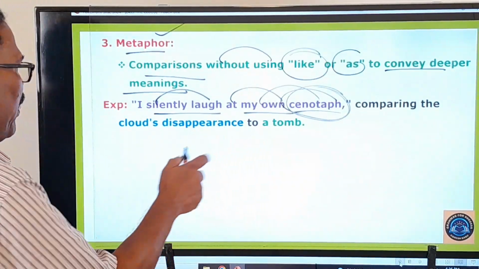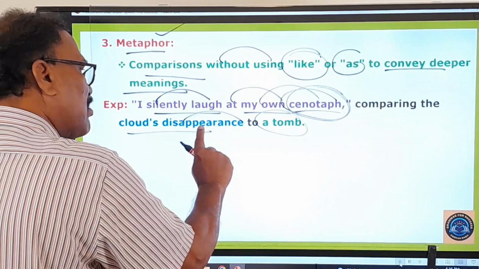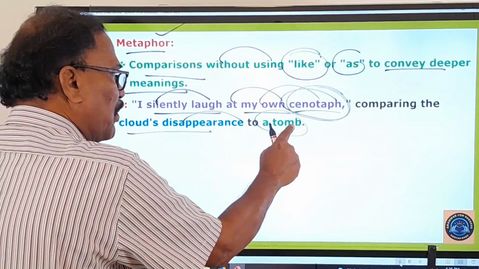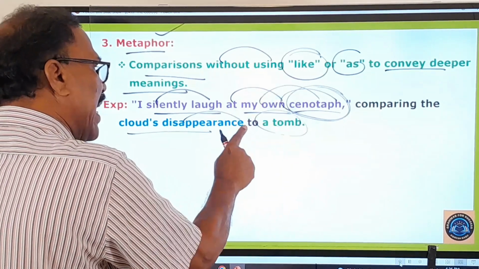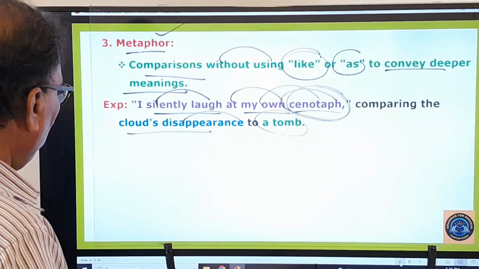I gave that meaning, comparing that cloud's disappearance to a tomb. So here this disappearance of the clouds is compared to a tomb. This comparison is indirect, and therefore this is called a metaphor. You know that very well. And now you go to the next one.